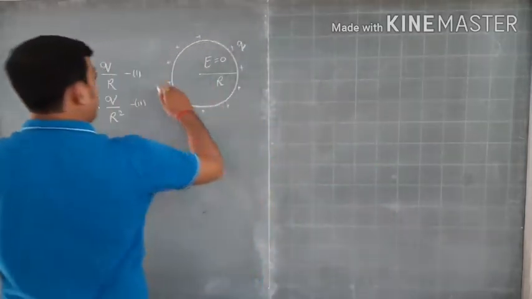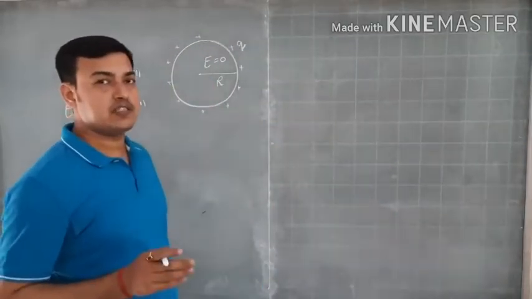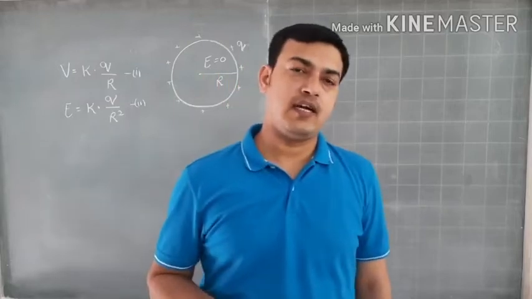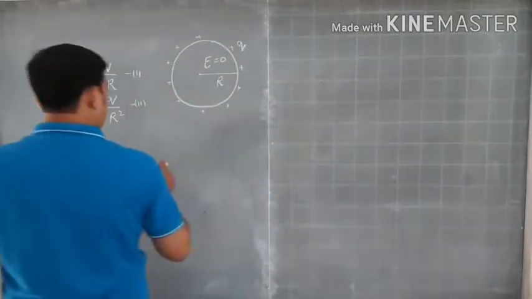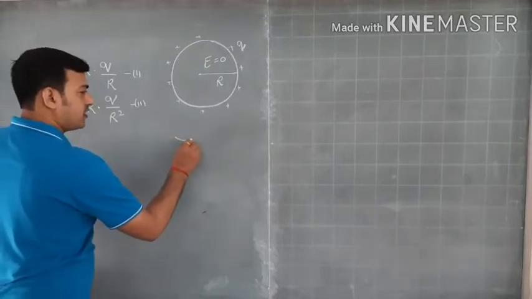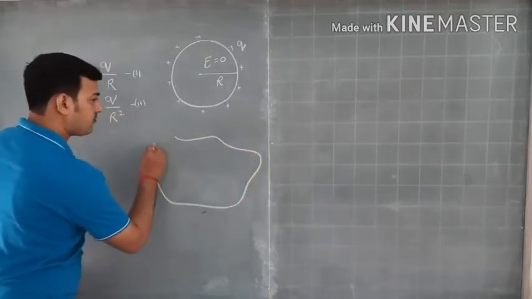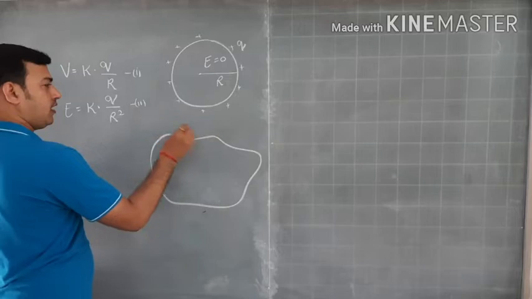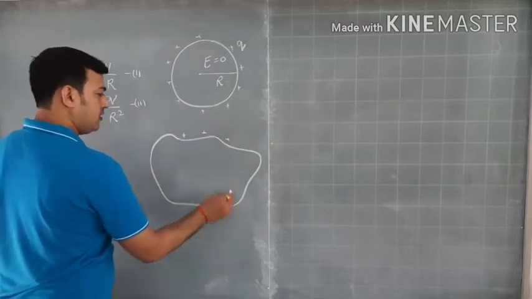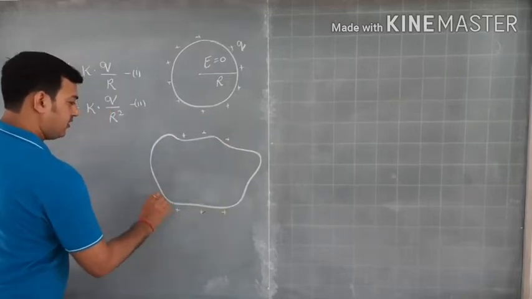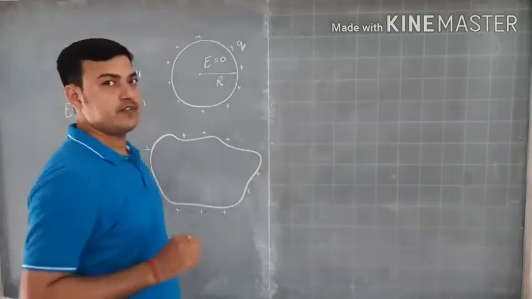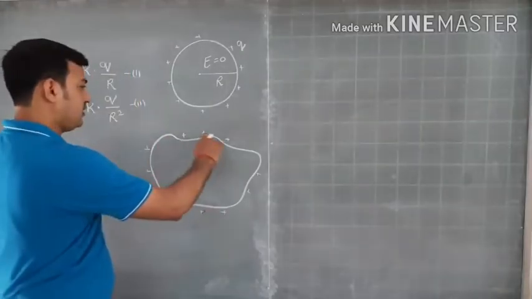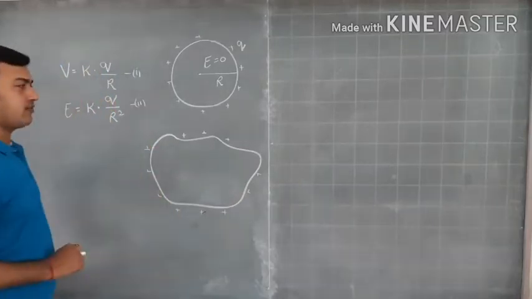Now, what if my conductor is not spherical in nature? Because we know that there may be any kind of conductor. So I am just taking a random kind of conductor like this. If a charge q is given to this conductor, then we know that the charge resides on the surface of the conductor. So the charge will distribute over its surface.